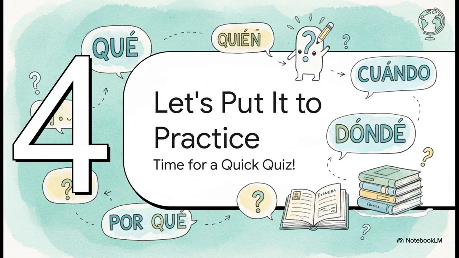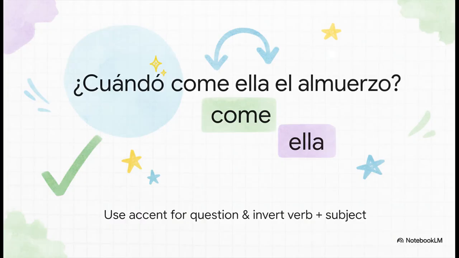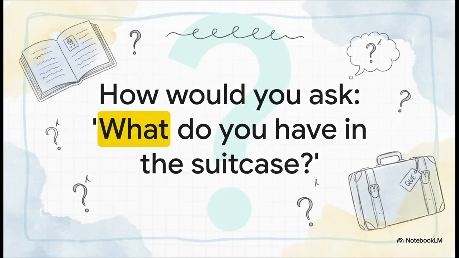Okay, so we've got our big ideas down. Use an accent for a question and follow the two construction rules. You feeling ready to try it out? Let's do a quick quiz to see it all come together. All right, first one up. How would you ask this? When does she eat lunch? Think about our rules. Which question word are you going to use? And what do you need to do with the word order? And there it is. ¿Cuándo come ella el almuerzo? You see it? We've got the accent on cuándo because it's a question, check. And the verb come comes right before the subject, ella. Check. Perfect.